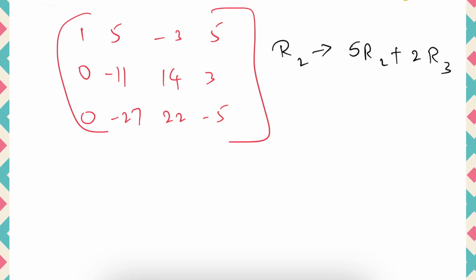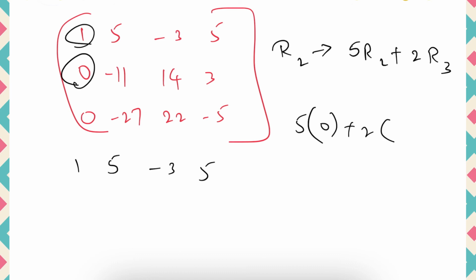Okay, now let us do this one then. Row 1 as it is: 1, 5, minus 3 and 5. Now row 2 we need to change, right? 5 into R2, that is 0, plus 2 into R3. Oh, sorry, R3, right? I'm sorry. R3, 0 that is. So 5 into 0, 0, plus 2 into 0, 0. 0 plus 0, 0 only.